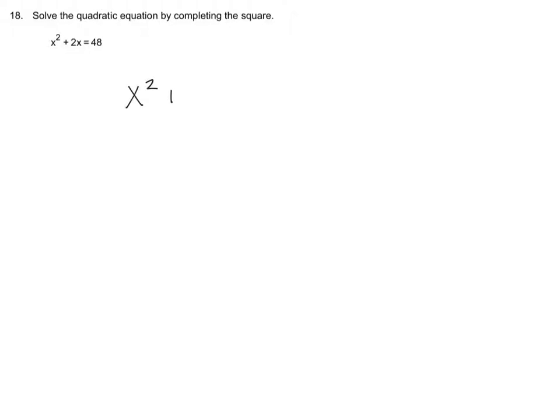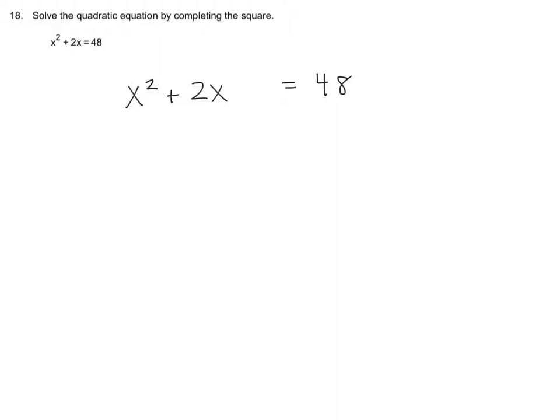To complete the square, you want all of your x terms on one side of the equal sign, and then the constant terms on the right side of the equal sign. So our problem is already in that form.